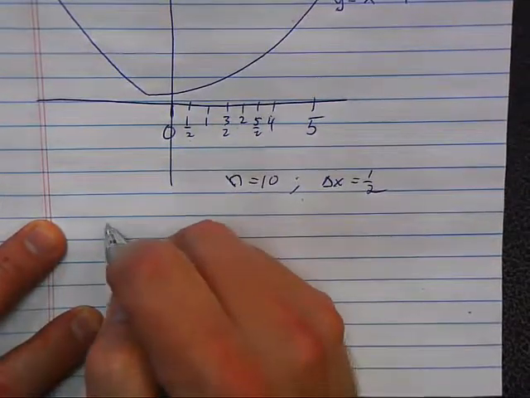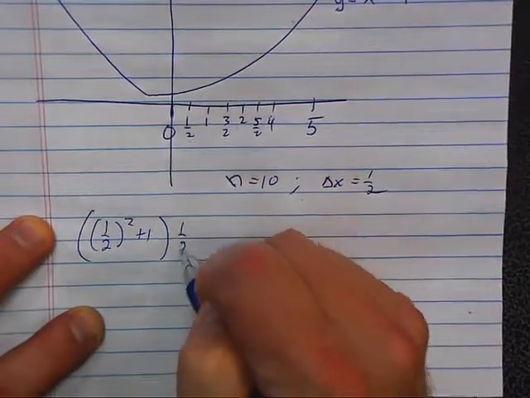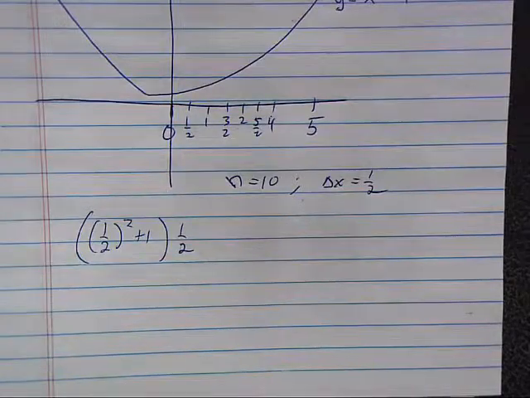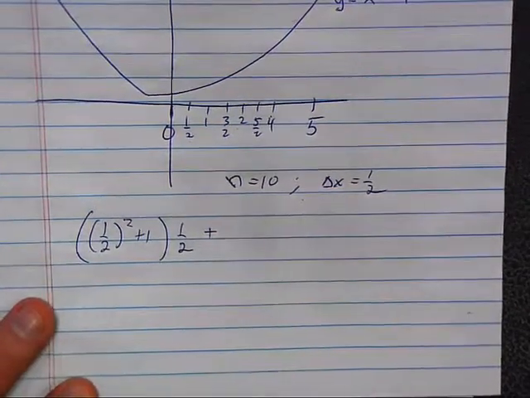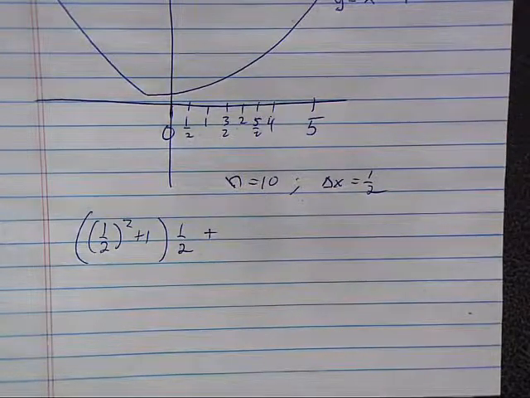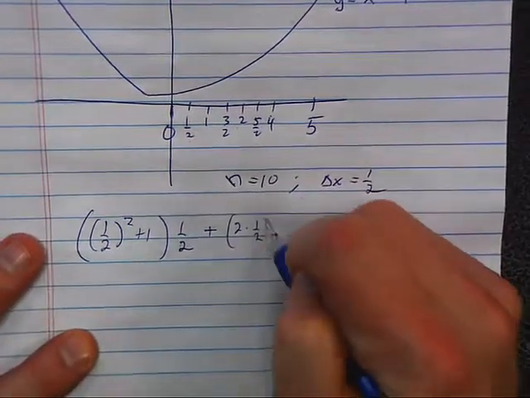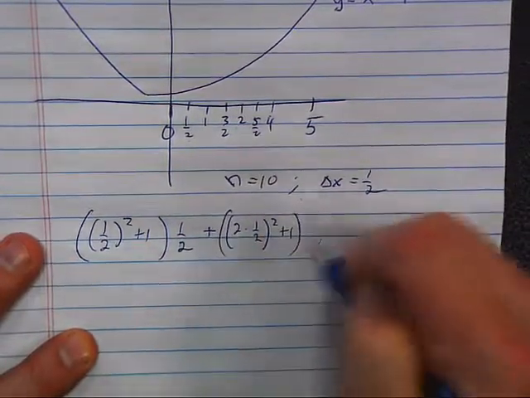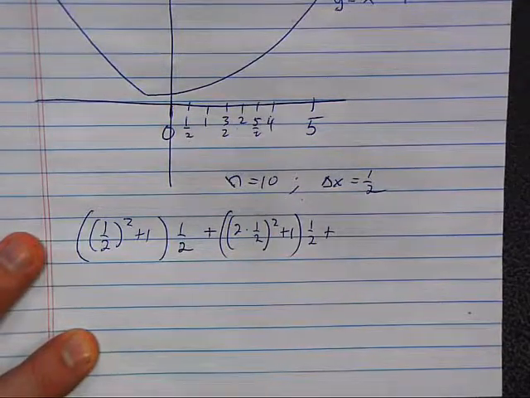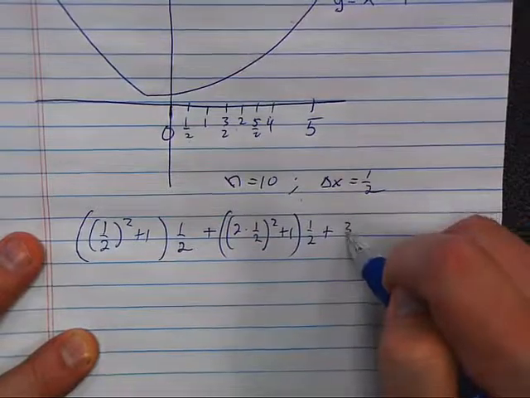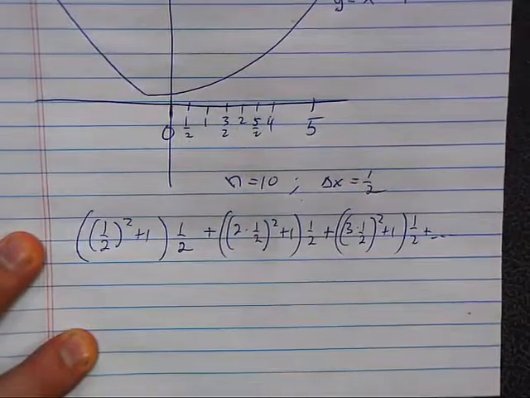I'm going to plug in a half. So my first rectangle is going to be a half squared plus 1, and that whole thing will get multiplied by a half still, won't it? For the width. So this is the height, that's the width. Plus, what's my second rectangle? Plug in 1, but again, I'm going to write it as 2 times a half: 2 times a half squared plus 1, all times a half. What number do I plug in for my third rectangle? Which I'm going to write as 3 times a half, squared plus 1, all times a half. Plus, and I keep going, don't I?